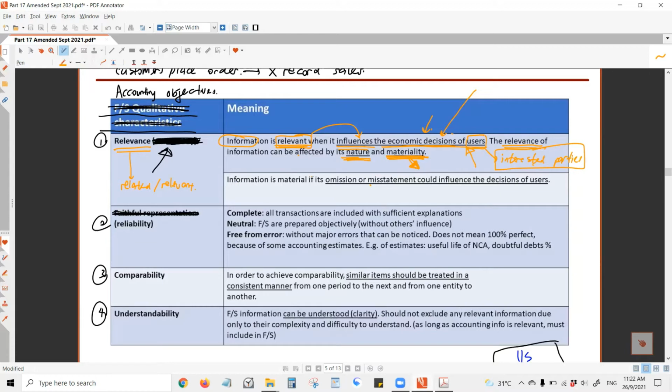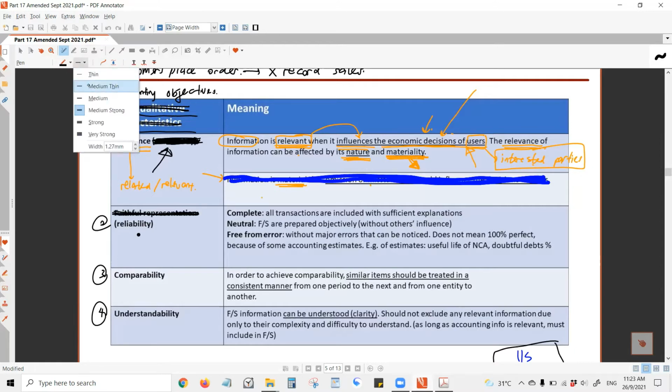Materiality and nature. Nature means characteristic. And here, there's one line which explains material. This one, you ignore it. It comes from other accounting materials, not from IG. You would see it in the future if you happen to do accounting. This one, cross it off. So relevance means you want to ensure that financial statements present relevant information to people who read it.